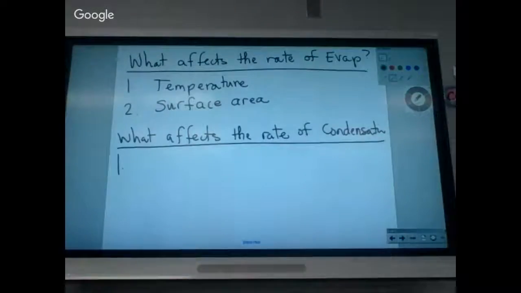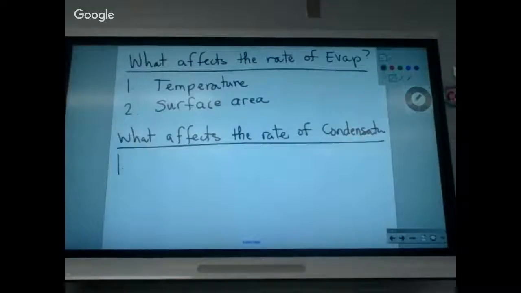Now, one thing affects condensation. It is not one of these two answers. Everybody hear me say that? So don't tell me temperature again. I said don't tell me that. Volume?